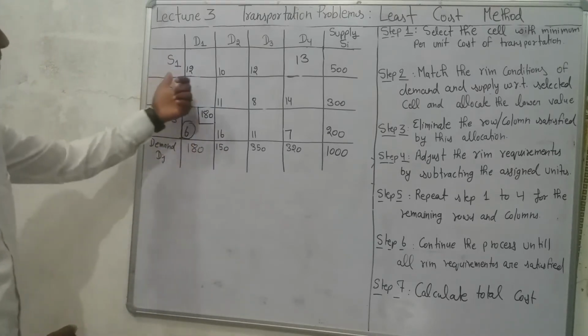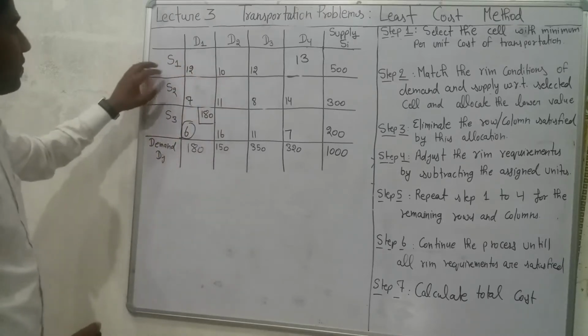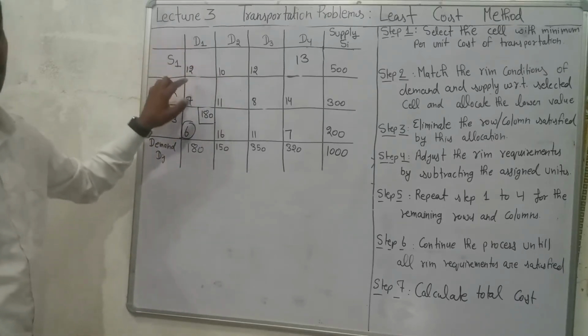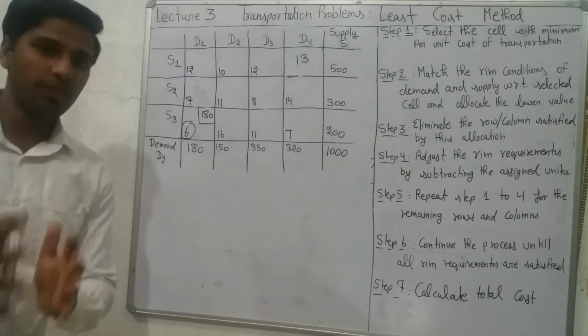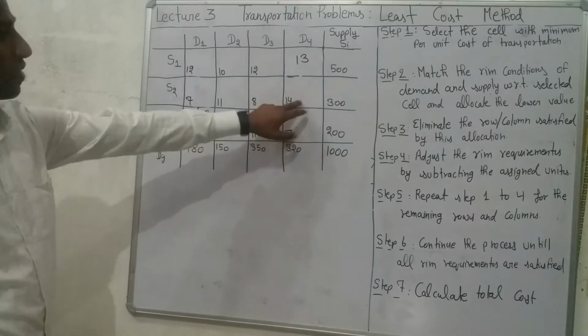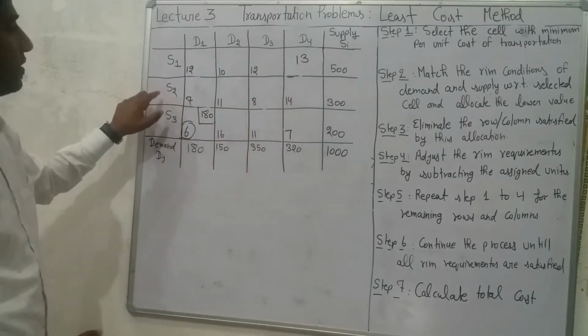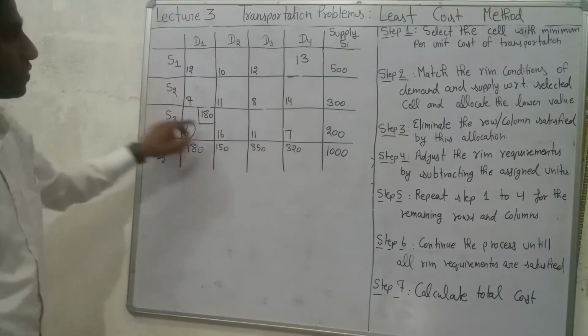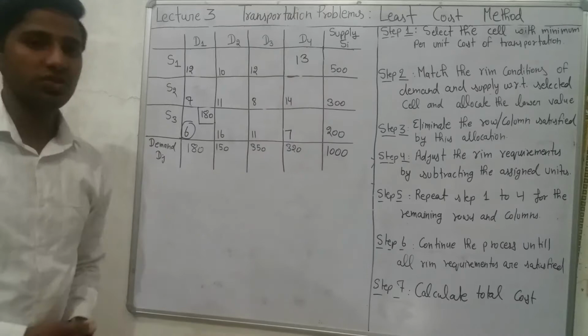For example, if we want to supply a unit of product from source 1 to destination 1, then the cost of transportation would be equal to 12 rupees per unit. Similarly, if we talk about this cell, if we want to supply a unit of product from source to destination 4, then the per unit cost of transportation would be 14 rupees per unit.